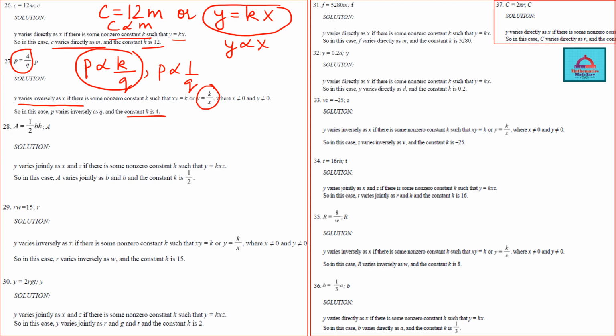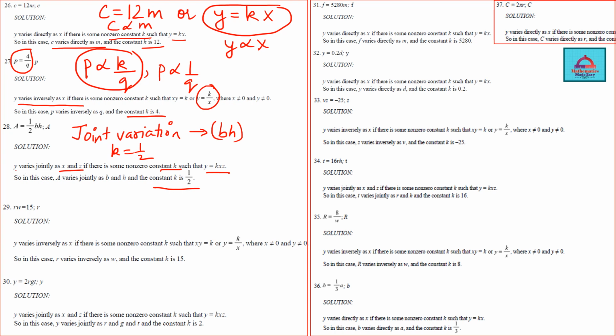Next is joint variation, where you see a product. Whenever you have joint variation, you will see the product of two variables. You see B is multiplied with H, so y is varying jointly as x and z if there is a non-zero constant k such that y is equal to k times xz. What is the value of k here? It is 1 by 2. This is the constant of variation, and A is varying jointly as the product of B and H.